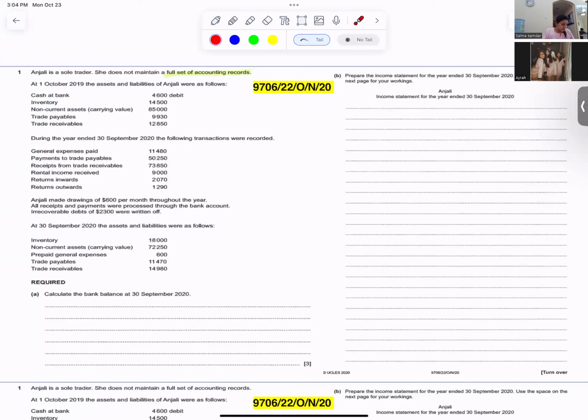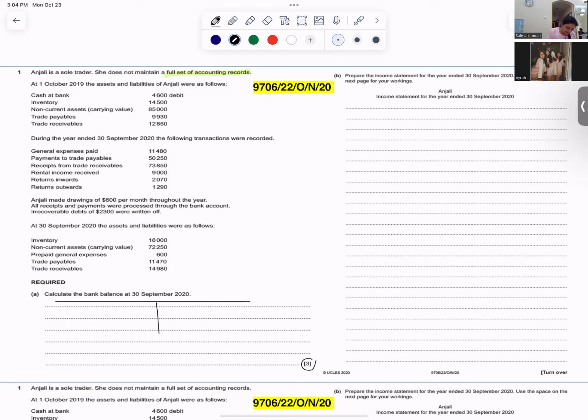Okay, fine. Now, what do they want you to calculate? Look over there. They want us to calculate the bank balance at 30th September. Can you tell me how will you proceed to calculate the bank balance? You make the bank account. Just 3 months, okay? So you will make the bank account.